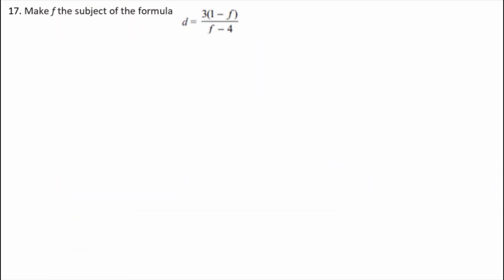Or not. Make f the subject of the formula. Now you need to take care with this one, because actually f appears in two places. It's down here and up here, so it's one of the hardest sorts of rearrangements that you need to do, and it's going to involve some extra steps.